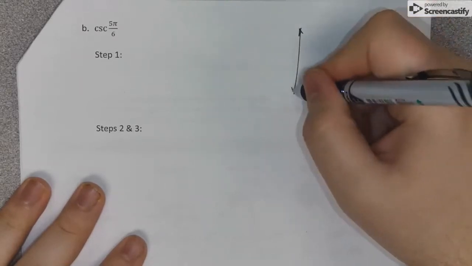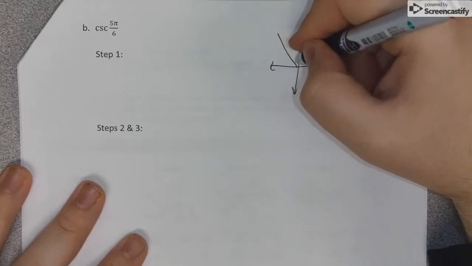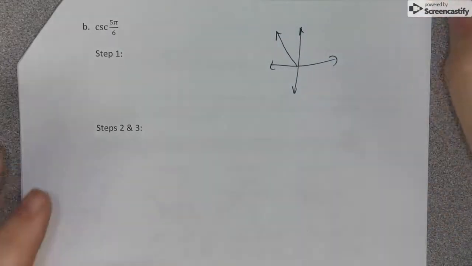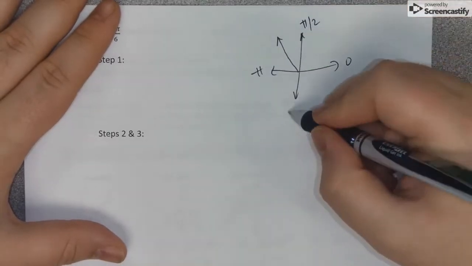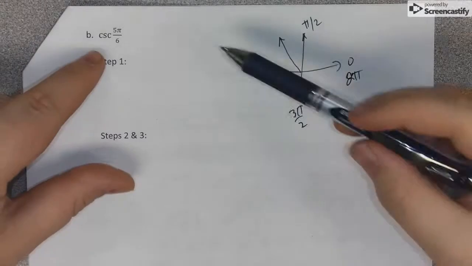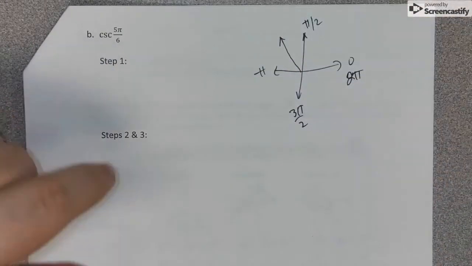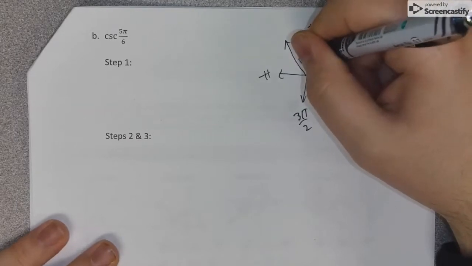So example B, cosecant of 5 pi over 6. So if you have your unit circle, you'd want to use that to tell you where 5 pi over 6 is. It's approximately over here somewhere. So it's definitely less than pi. So if this is 0, pi over 2, pi, 3 pi over 2, or 2 pi, then certainly this is definitely less than pi because 5 divided by 6 is less than 1. So maybe this is about where theta is.